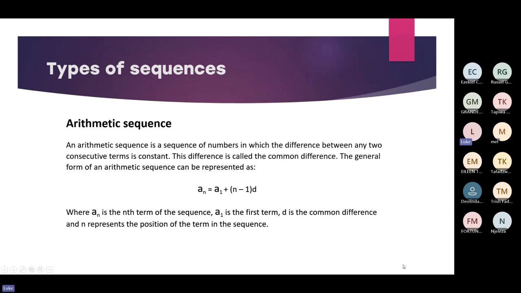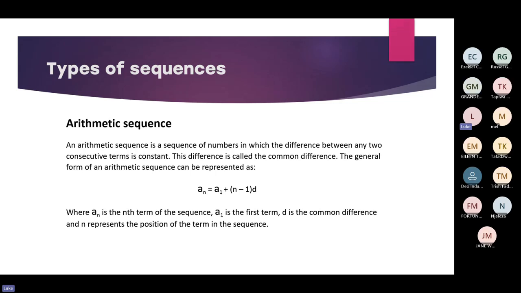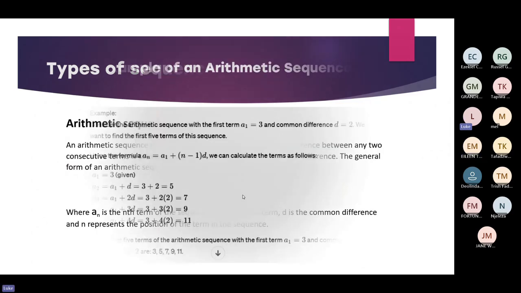And then the D that we are talking about here is the common difference. For example, let's say our sequence has the numbers 2, 4, 6, 8, 10. What is the common difference between these terms? From 2 to 4, we have 2. From 4 to 6, we have 2. From 6 to 8, we have 2. And from 8 to 10, we have 2. So D represents the common difference of these numbers. In the example I've given, our common difference will be 2. I don't know if I've explained it correctly, sir.